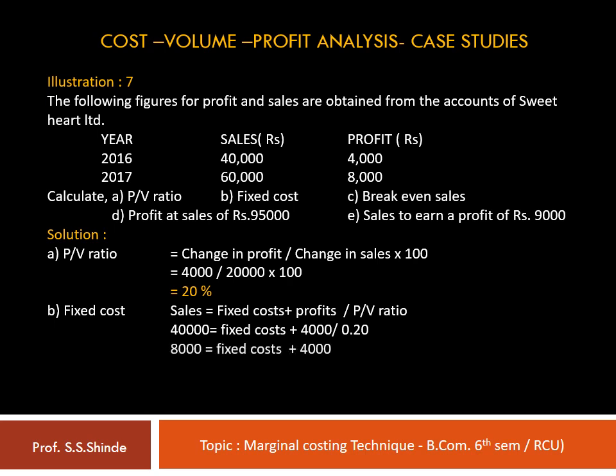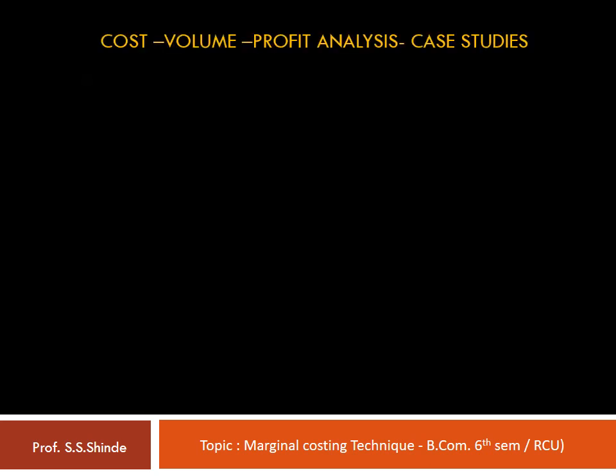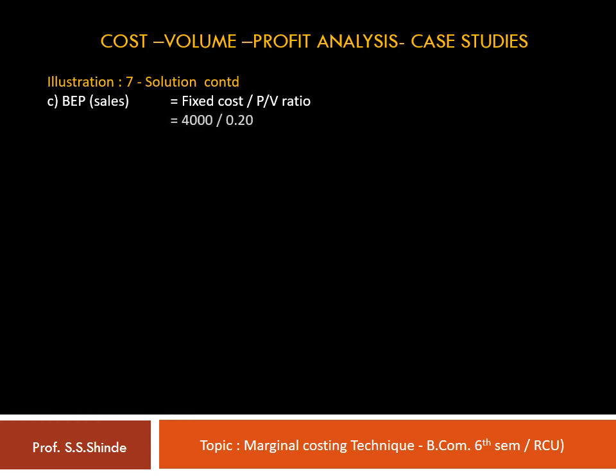So that works out to 8,000 is equal to fixed cost plus 4,000. So fixed cost is equal to 8,000 minus 4,000. So therefore fixed cost is equal to rupees 4,000. Let's now calculate the break-even sales. So break-even sales is equal to fixed cost divided by PV ratio. That's equal to 4,000 divided by 0.20. That works out to rupees 20,000. So the break-even sales is rupees 20,000.